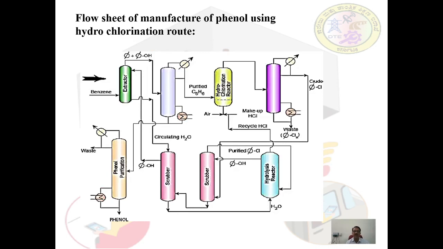So this is the flow sheet for the manufacture of phenol using hydrochlorination route.